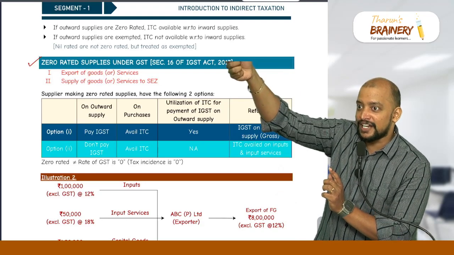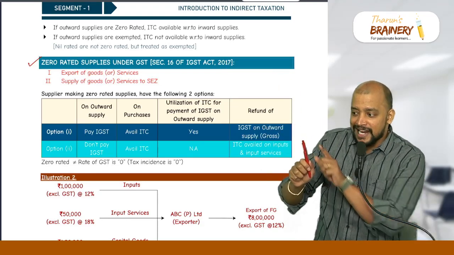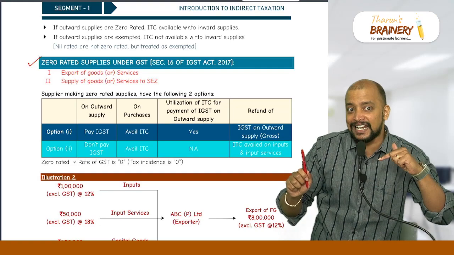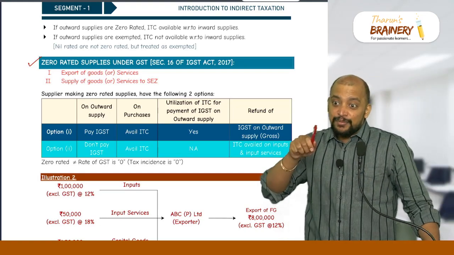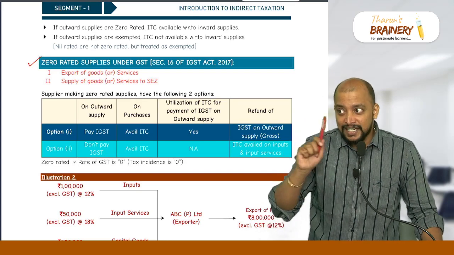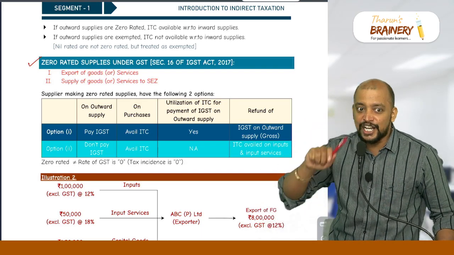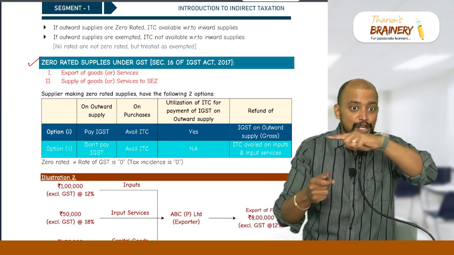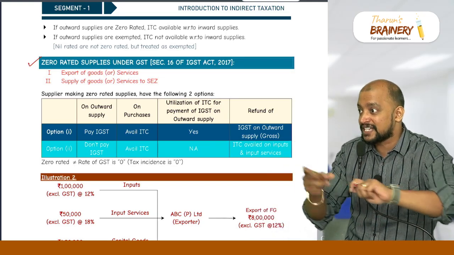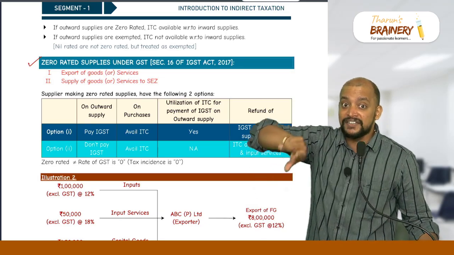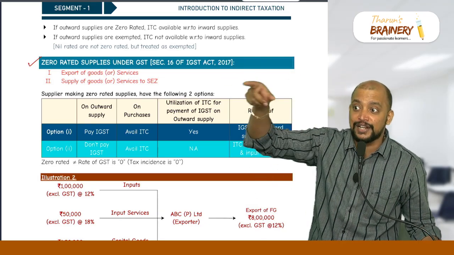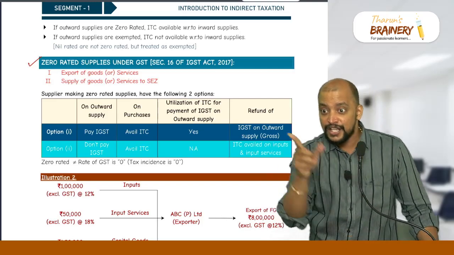It will become 0 rated. Now for making this pen, I purchase raw material. Can I take ITC? Understood. So it is an exempted product or an exempted service. Generally, we cannot take input tax credit on the inward supply used in this exempted product or service. However, the moment this exempted product or service gets exported or supplied to SEZ, it will become 0 rated.